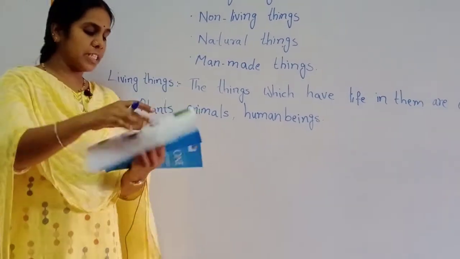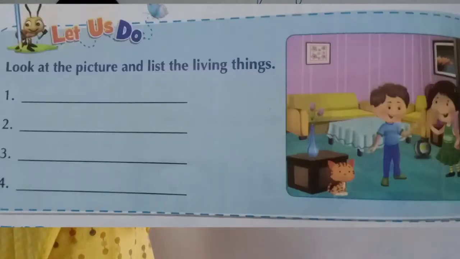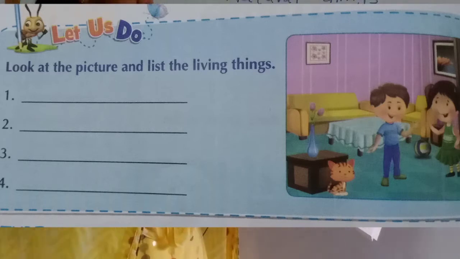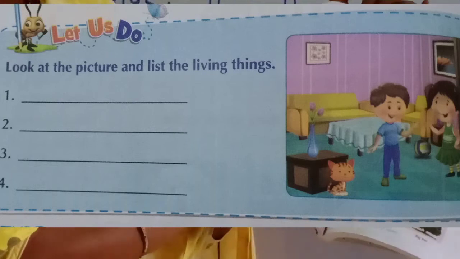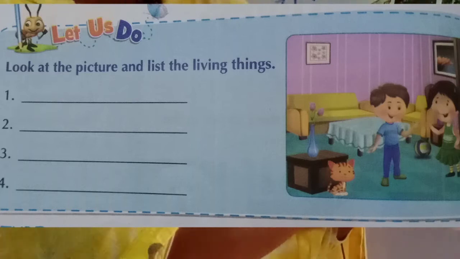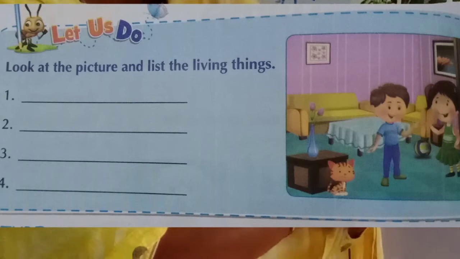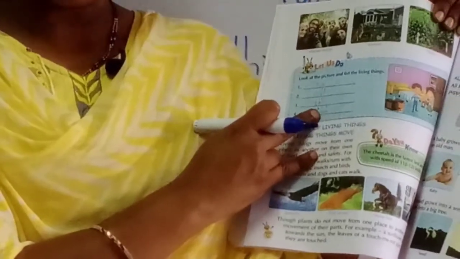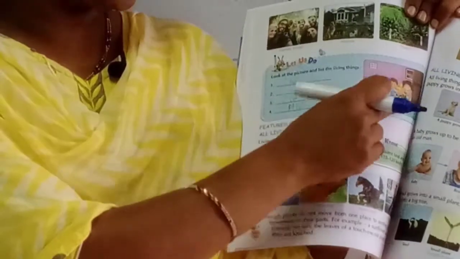Look at the picture here. They have given one picture here and we should list out the living things from this picture. What are the living things here? Boy is a living thing and the girl. Here see, plant is a living thing and there is a cat. You should write down here: boy, girl, cat, plant, all these are living things from this picture.